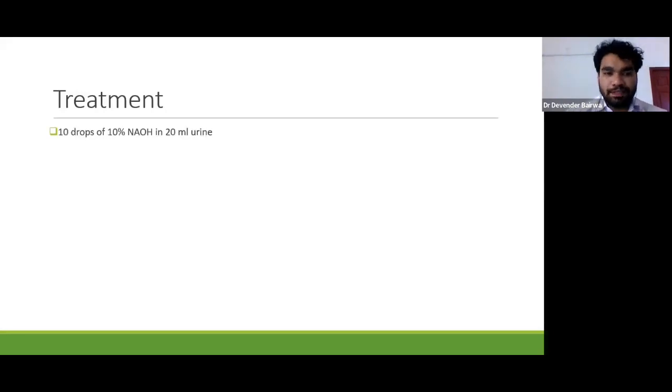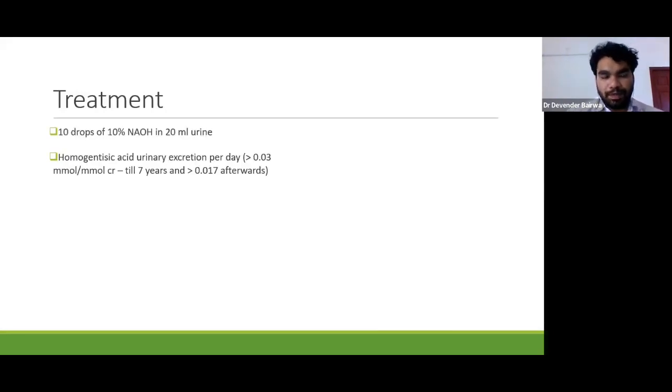As far as treatment is concerned, before treatment, we need to confirm the diagnosis. Generally, clinical history is sufficient to suggest the possibility of alkaptonuria, or we can go for seeing blackening of urine.